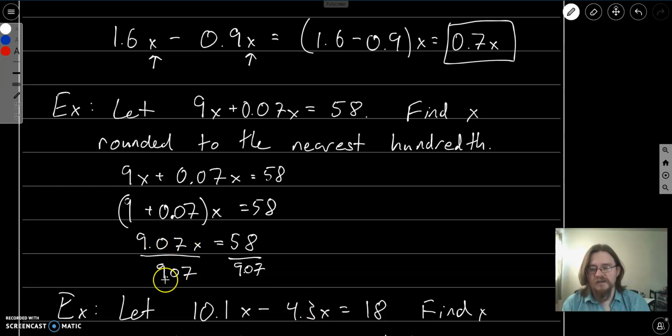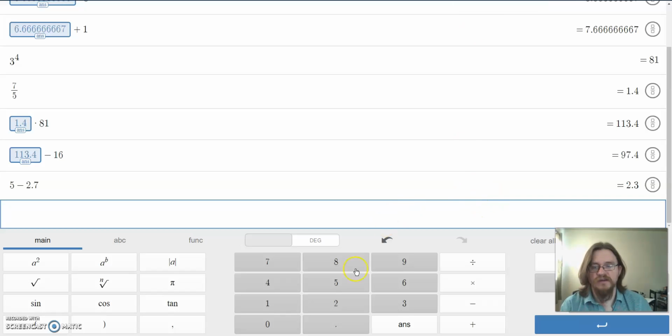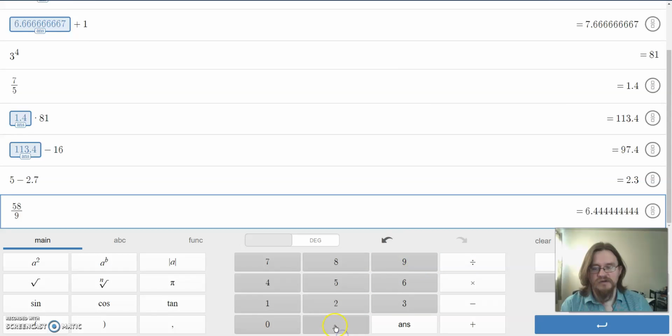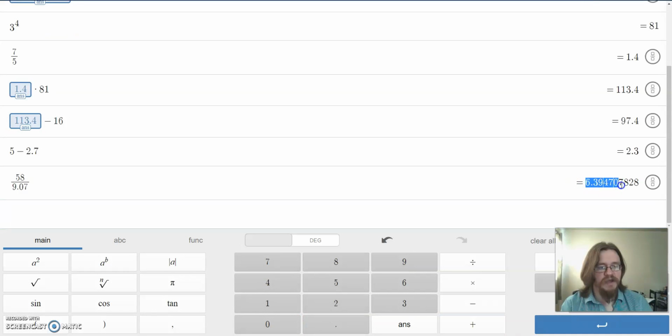If I divide by 9.07, this is just like reducing fractions that we saw previously. If I've got a 9.07 multiplied on top and a 9.07 on the bottom, they cancel out. So I'm left with x is going to be 58 divided by 9.07. And this is something I can simply do on a calculator. So let's come back to our calculator, and I can do 58 divided by 9.07. I hit enter, and I come up with my answer.